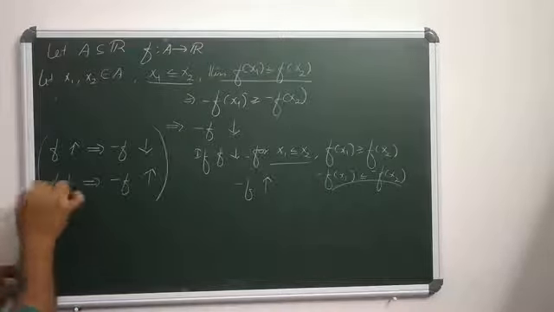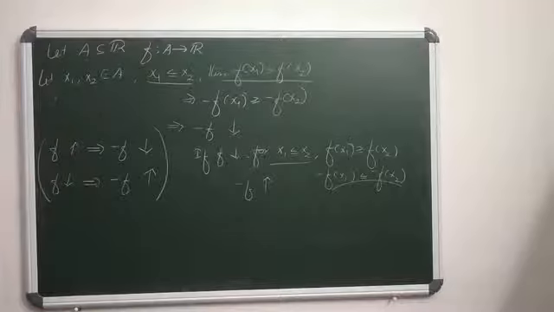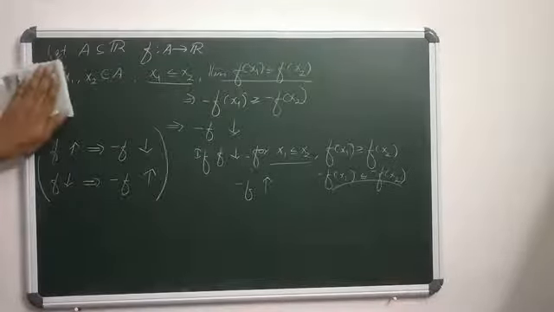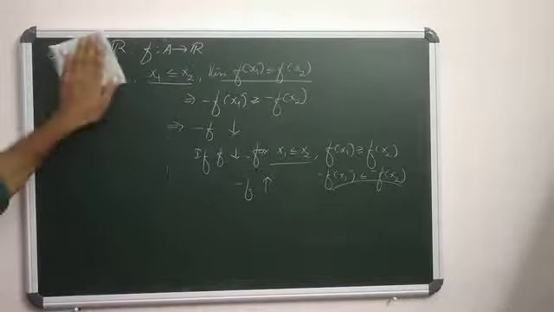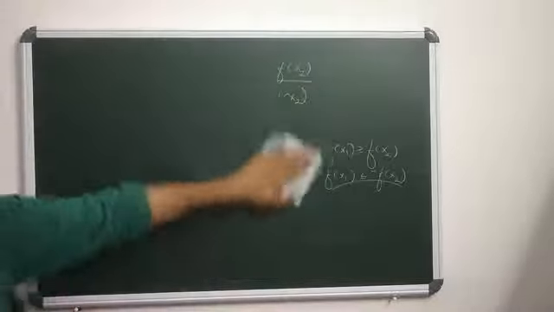So these are important results. If f is an increasing function, minus f is a decreasing function. If f is a decreasing function, then minus f is an increasing function, and vice versa. Now, monotone functions are not necessarily continuous functions. It may be continuous, but it need not be. If you define a function in step function form, then you can prove it easily.